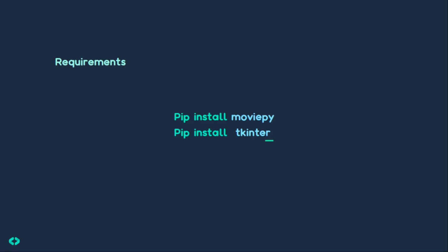So here are the requirements. You need two dependencies here, Moviepy and Tkinter. You just need to type pip install moviepy and pip install tkinter in your cmd, that is the command prompt. After that is done, let's see what the design looks like.